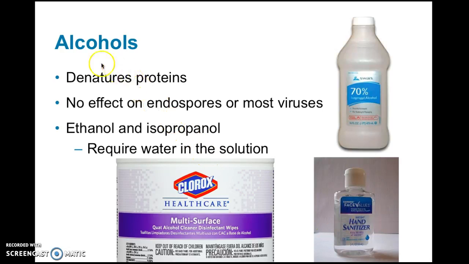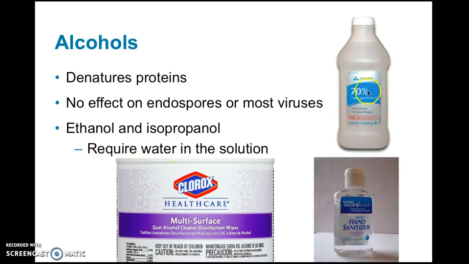Another really common group is the alcohols. These work by denaturing the proteins, but they do not affect endospores, and they don't affect most viruses. So these are good against bacteria and against some fungi, but not really against viruses, and they don't have any effect on endospores at all. The most common are ethanol and isopropanol. They have to have water in the solution.